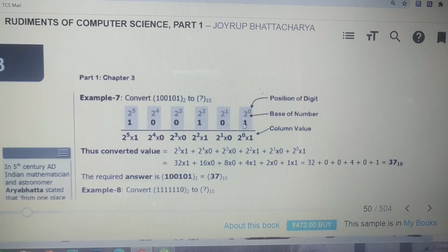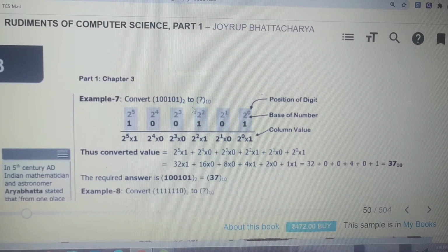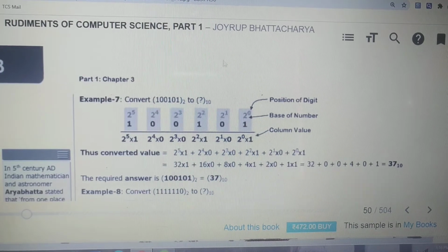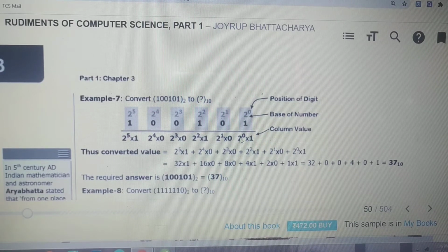Each digit gets a positional value, and each digit we have to multiply by the base. The number base is 2, so we are converting from binary, base 2, to base 10. Each digit is multiplied by 2 to the power of its positional value. The first digit is 1, multiplied by 2 to the power 0.